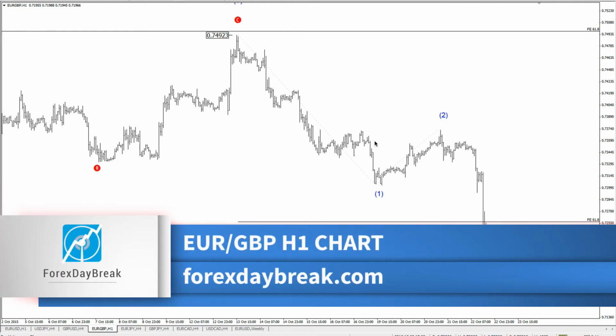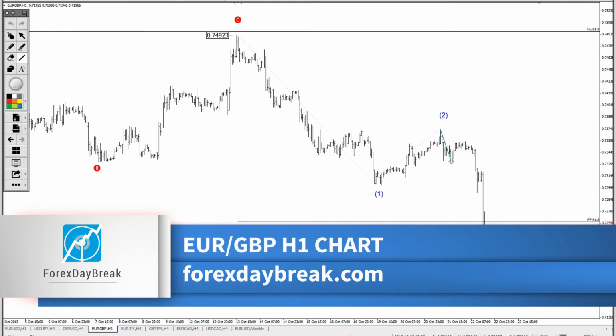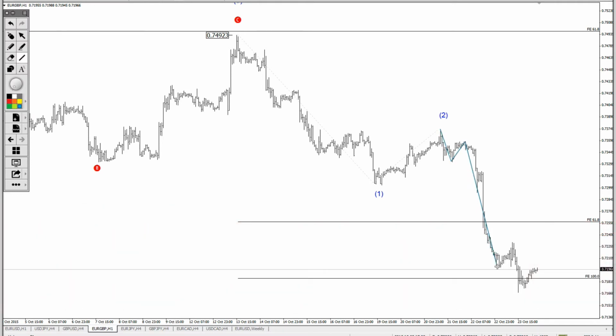We can also make out a five-wave structure from the last decline. So we can expect also a corrective pullback here, perhaps towards 0.723 level approximately. We are going to use the same strategy in this pair as in euro USD.